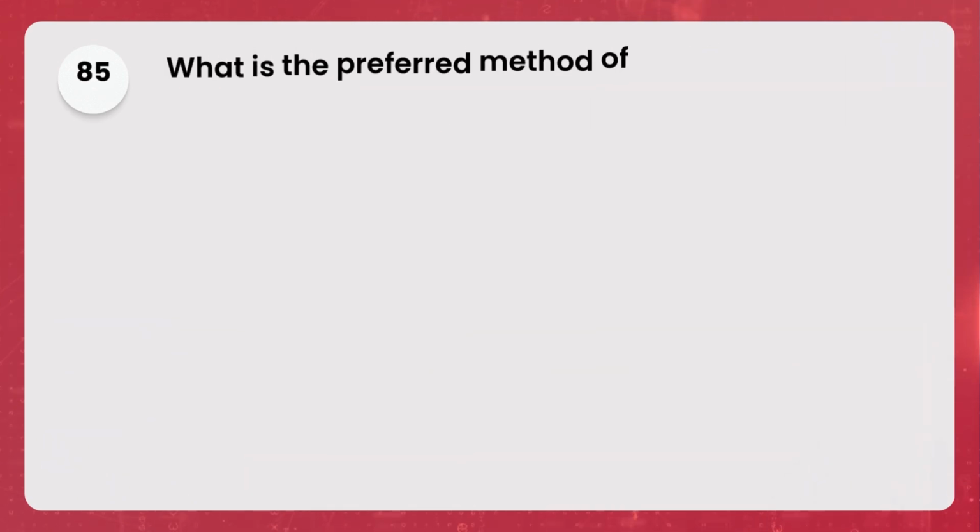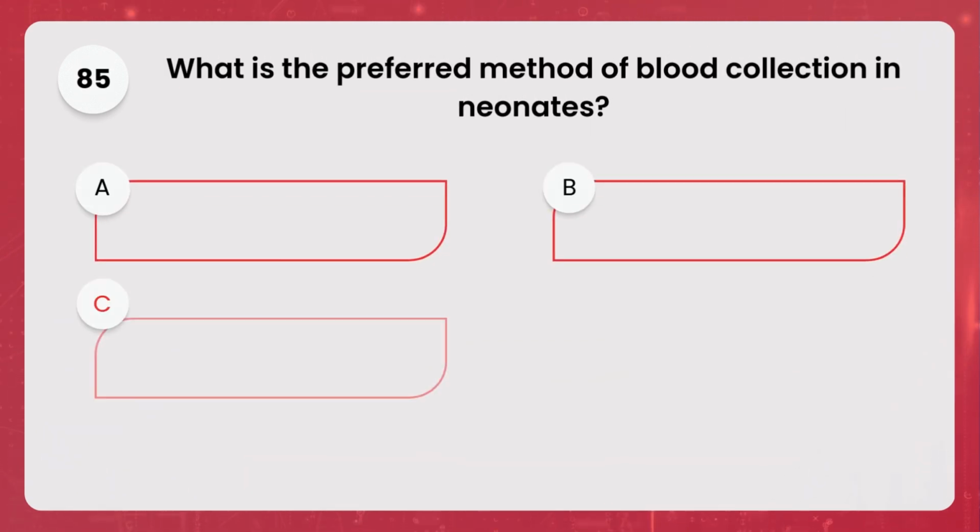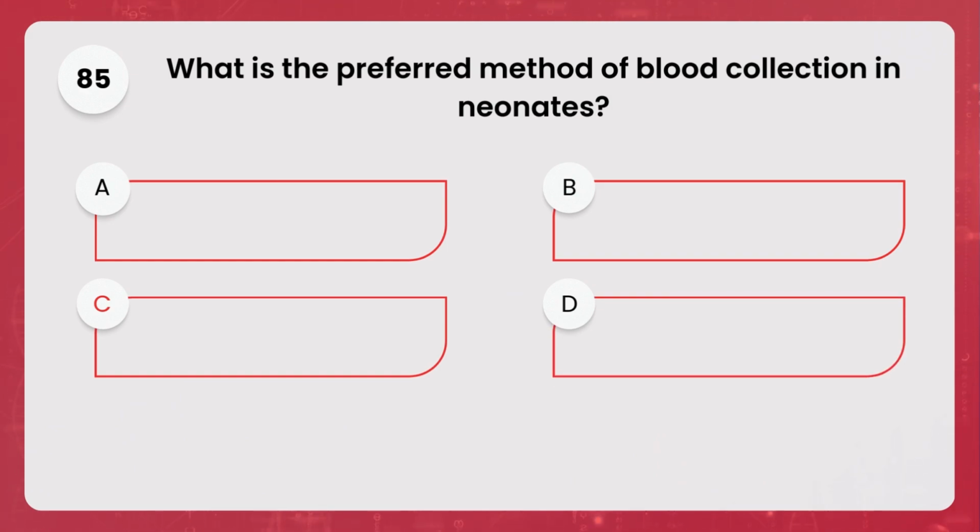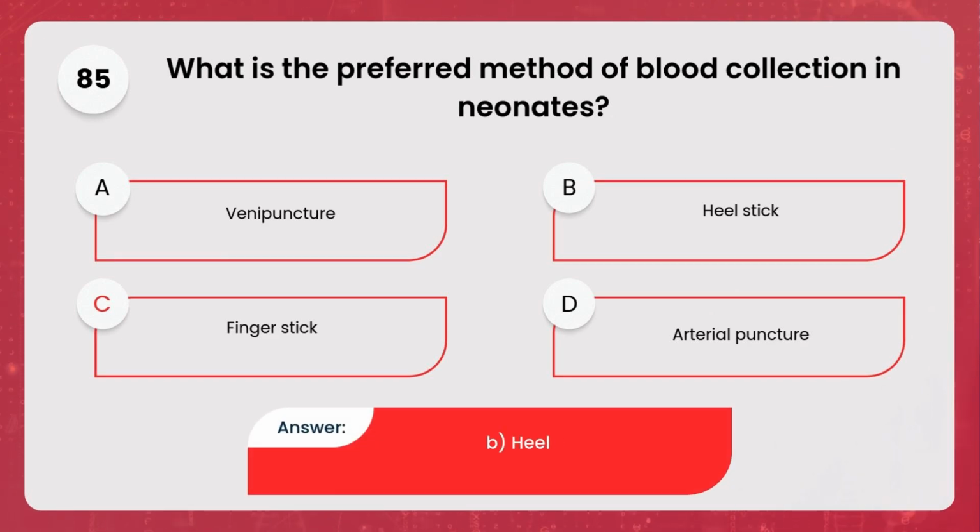Number 85. What is the preferred method of blood collection in neonates? A. Venipuncture, B. Heel stick, C. Finger stick, or D. Arterial puncture. The answer is B. Heel stick.